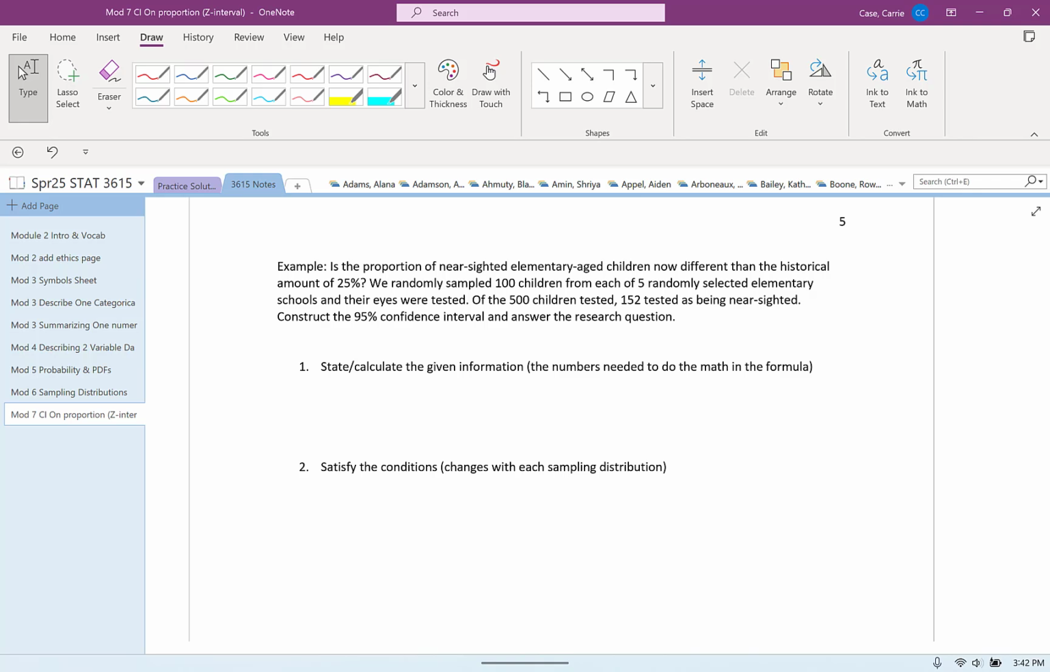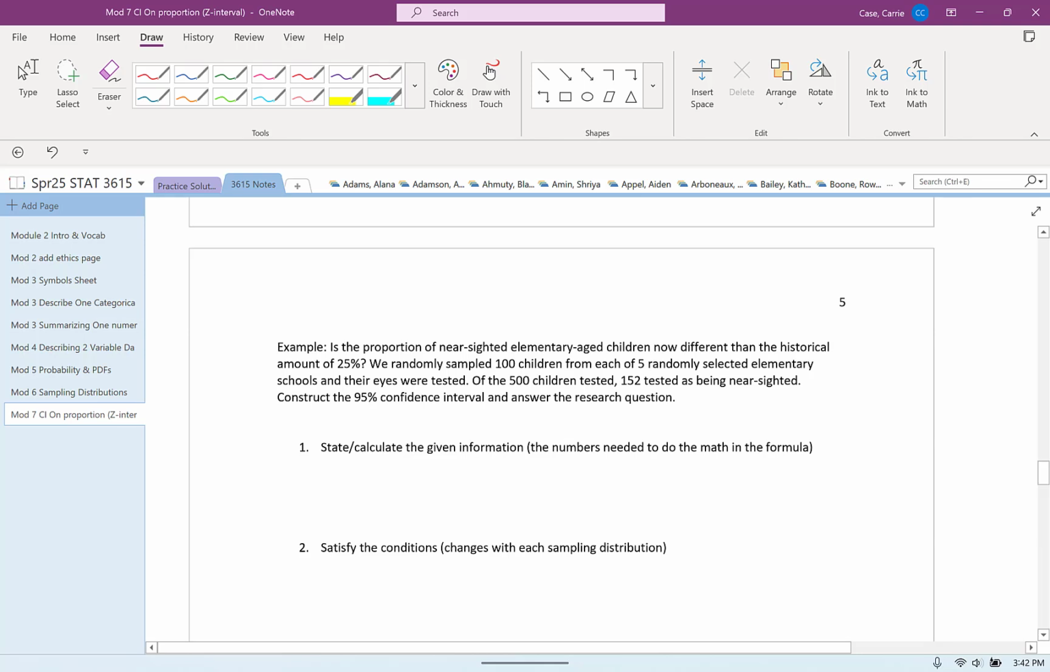We randomly sampled 100 children from each of 5 randomly selected elementary schools, and their eyes were tested. Of the 500 children tested, 152 tested as being nearsighted. Construct the 95% confidence interval and answer the research question.